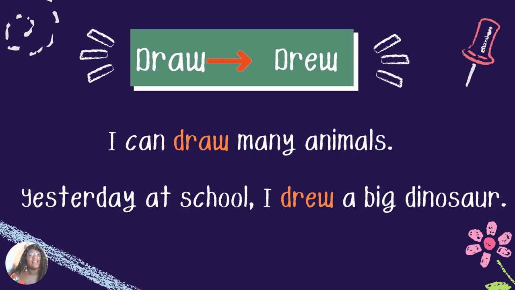Draw, drew. Draw is the present. I can draw many animals. Drew is the past. Yesterday at school, I drew a big dinosaur. Draw, and then drew becomes the past tense.